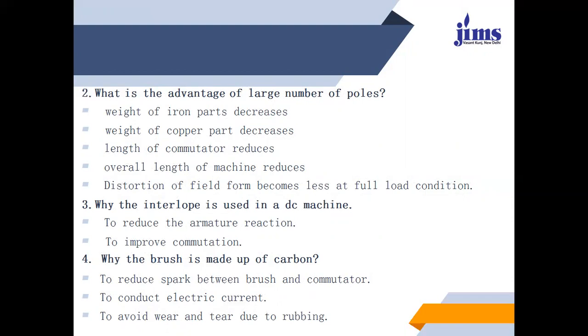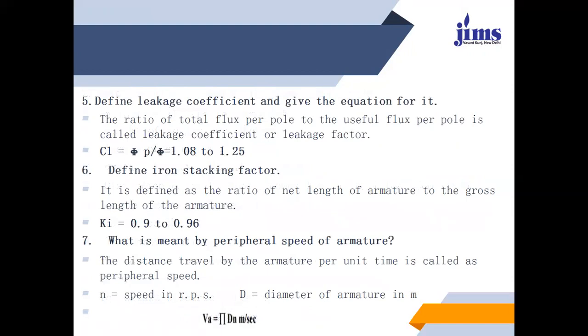It is used to conduct electric current and to avoid wear and tear due to rubbing of the brushes due to the movement of the commutator. Define leakage coefficient and give the equation for it. The ratio of total flux per pole to the useful flux per pole is called the leakage coefficient or leakage factor, and this will be equal to phi_t upon phi, where the value lies between 1.08 and 1.25.